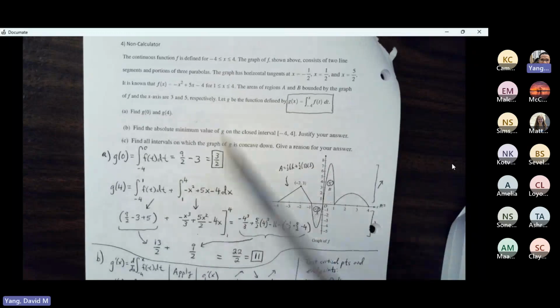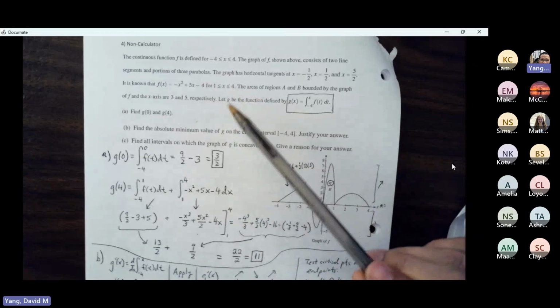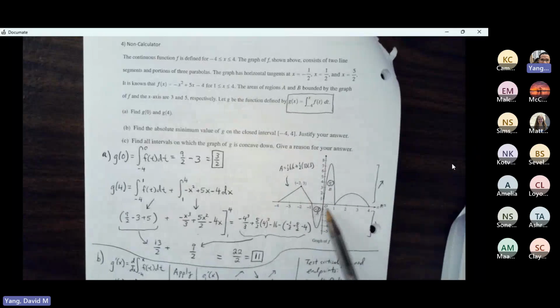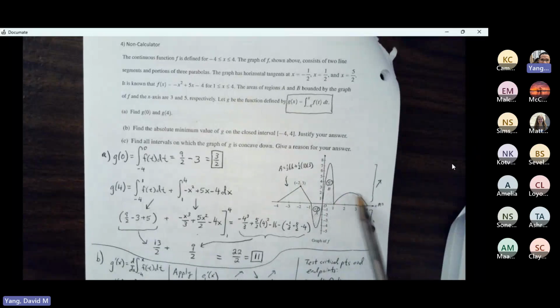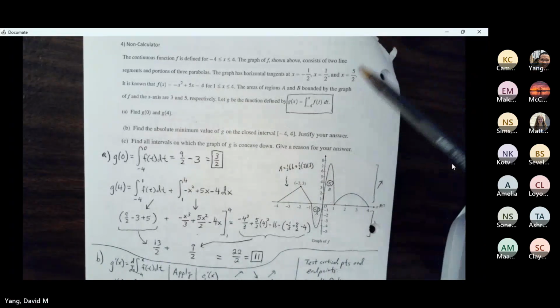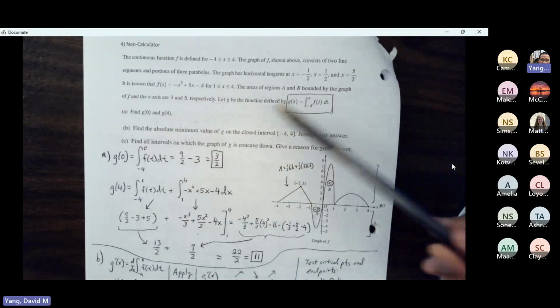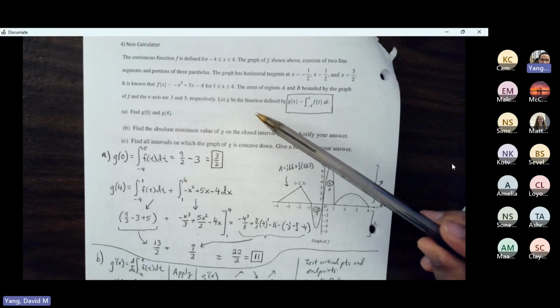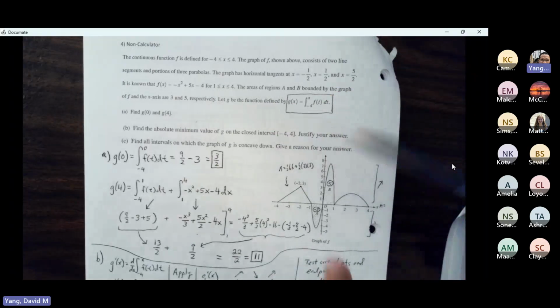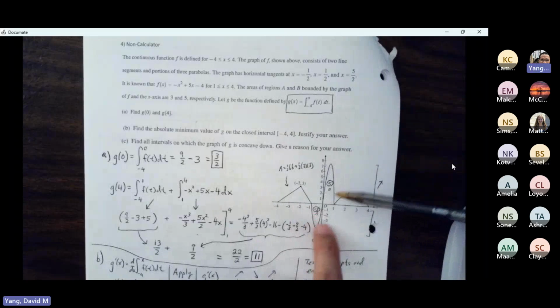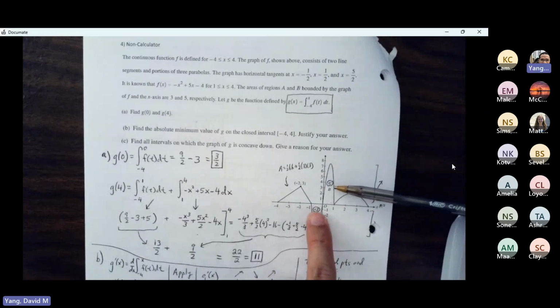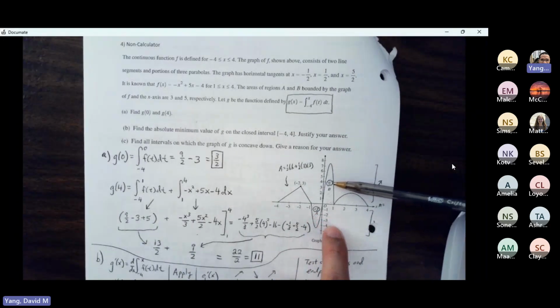It is known that the function f of x is negative x squared plus 5x minus 4 between 1 and 4. So they do give us a known function to work with here from 1 to 4. The areas of regions A and B bounded by the graph of f and the x-axis are 3 and 5. So they're not giving us the equations for A and B, but they are telling us the area is 3 and 5. So here I put a 5 here.